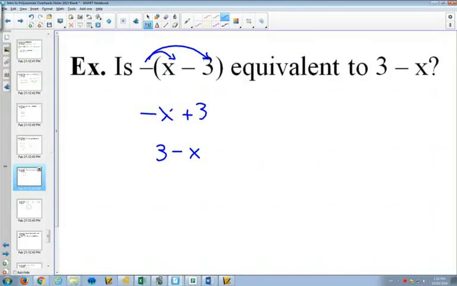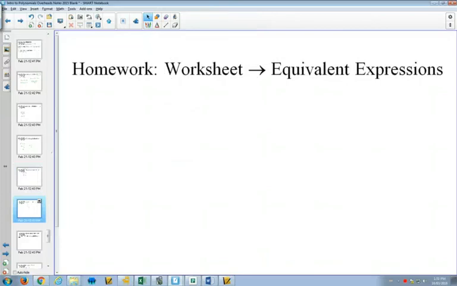Okay. I'm going to get a worksheet to practice this.